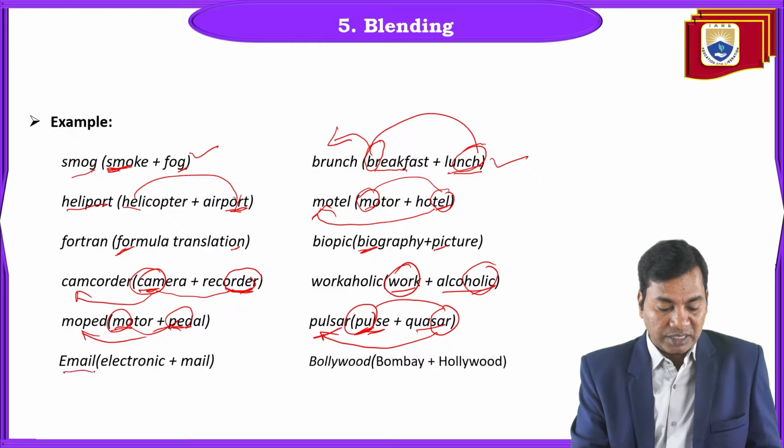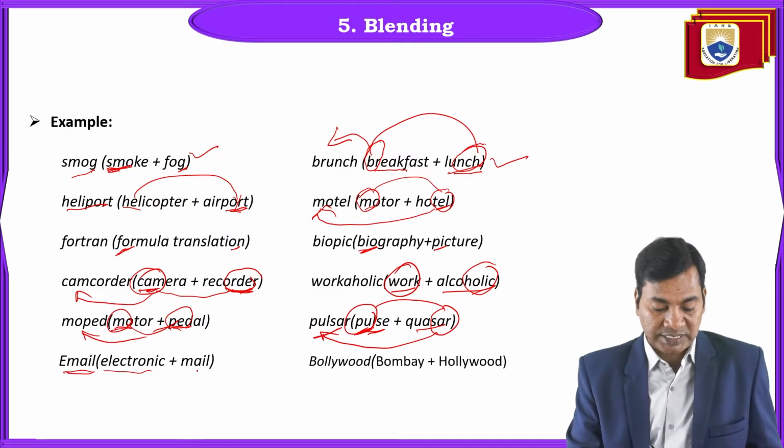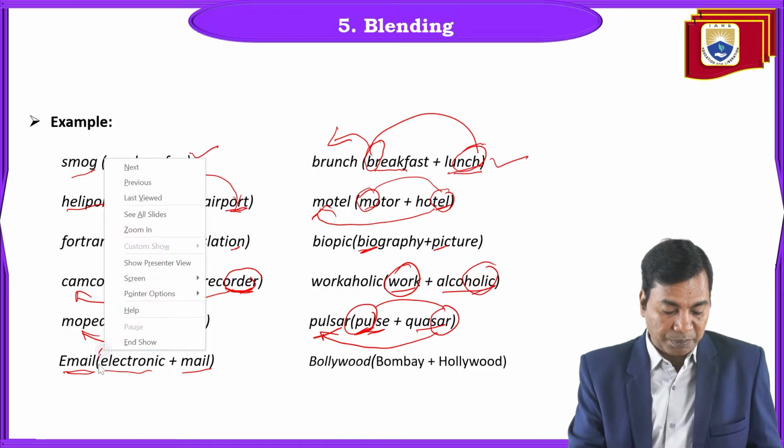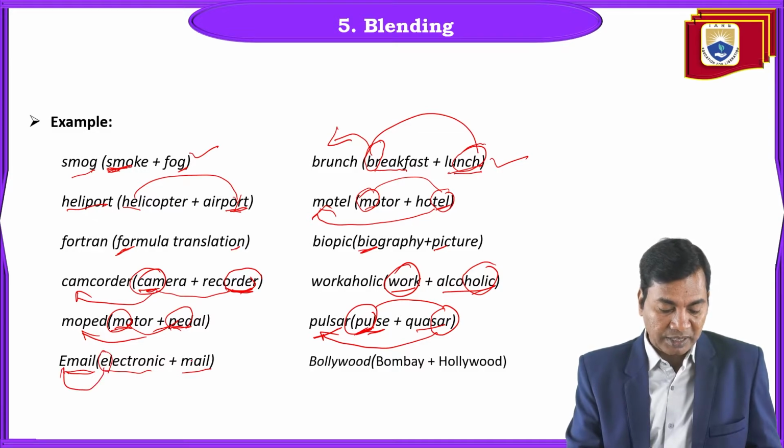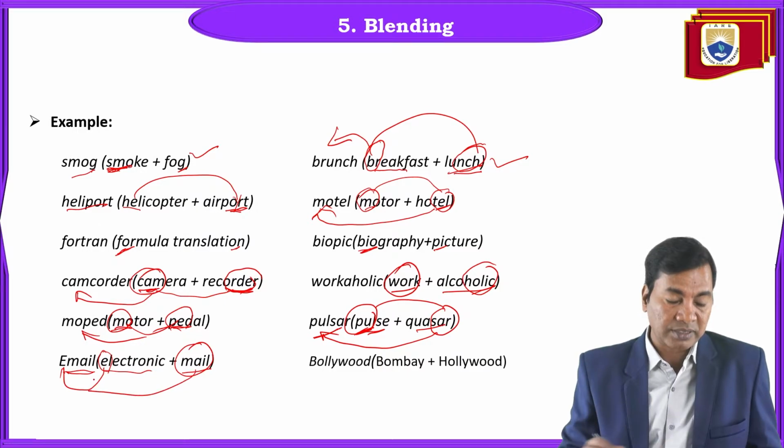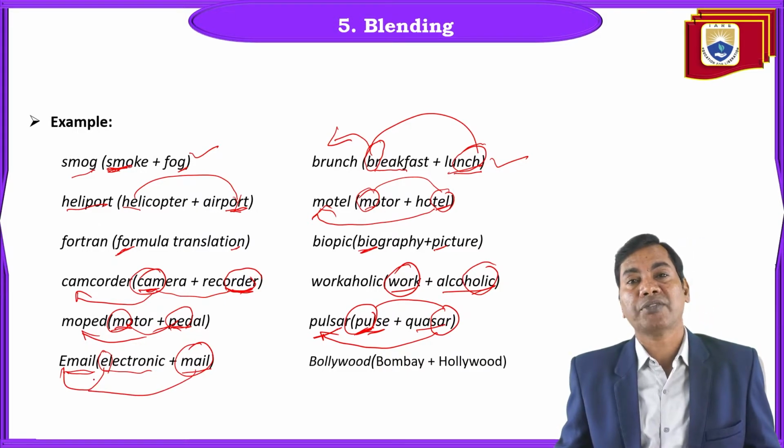And email, everyone knows this. The first word in email is electronic and the second one is mail. In these two words, I have taken the initial part of electronic, that is e, and in mail, I use the entire second word, so that I formed email. So this has come from the process of blending.